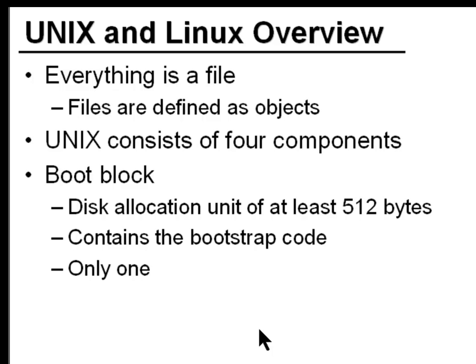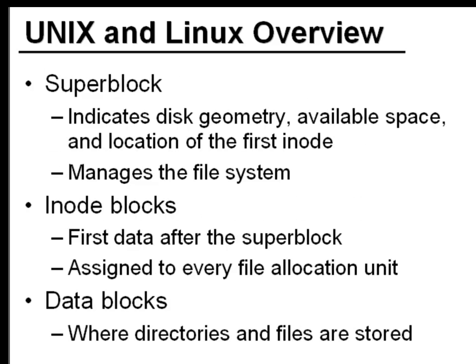So recall that everything is a file under Linux, and files are defined as objects which have attributes, and each of these attributes has values. And Unix file systems consist of 4 components. It has a boot block, a disk allocation unit of at least 512 bytes that contains the bootstrap code, and that's going to be in the first 512 bytes of the file system, and there's only a single one of those. And so in that sense, it's similar to the master boot record on an NTFS.